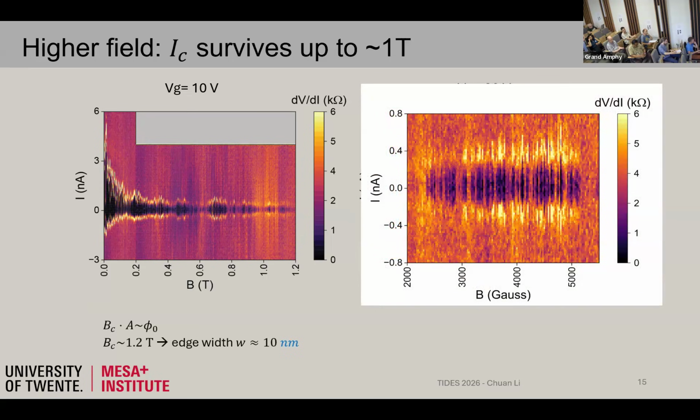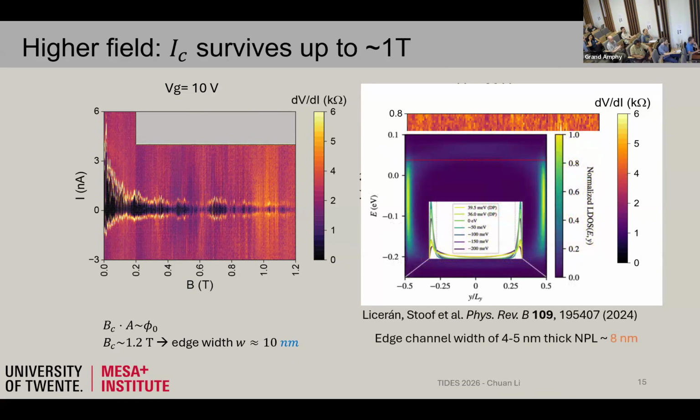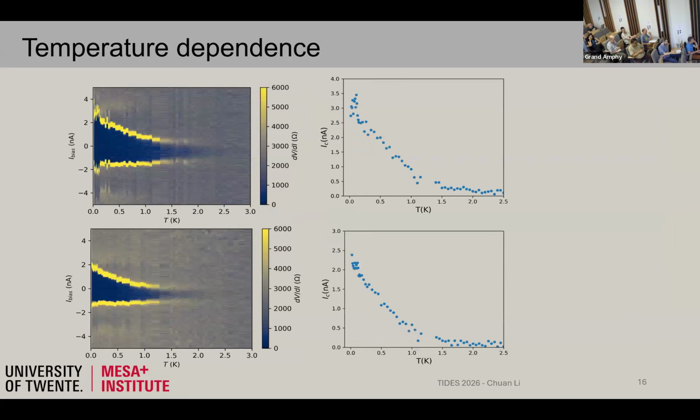And if we simply look at the largest field scale, this will give you the smallest dimension in your channel. That means the width of the edge channel is about 10 nanometer. And this actually matches pretty well with the prediction in this theory. The extension or the decaying of your edge states is about this 8 nanometer range. So this seems to match quite okay.